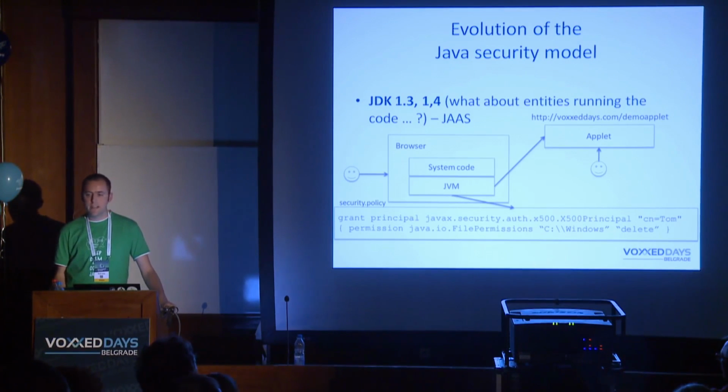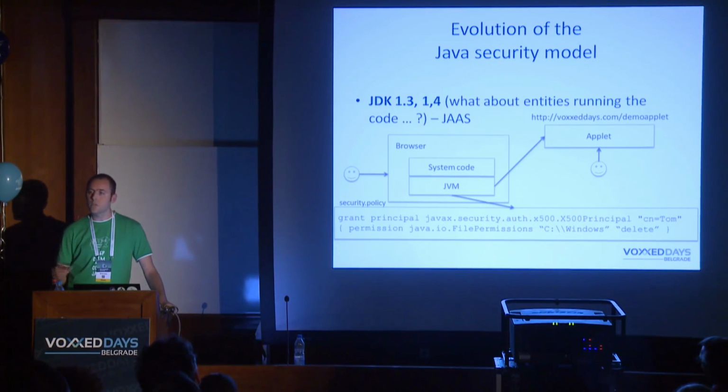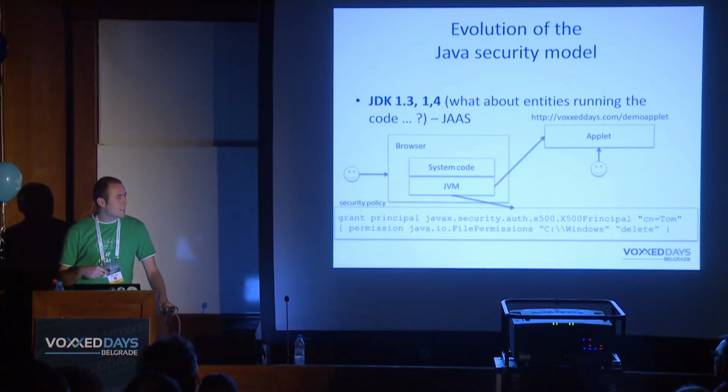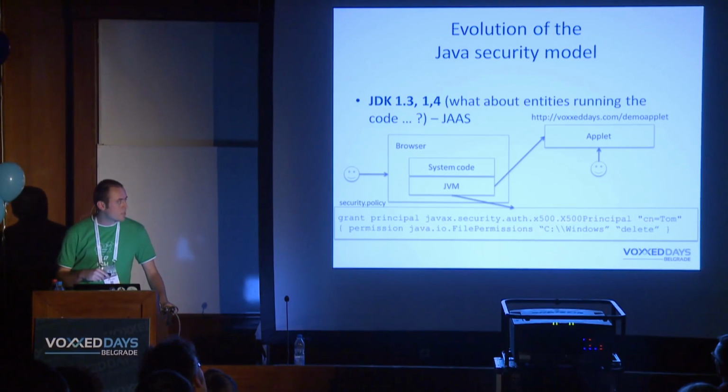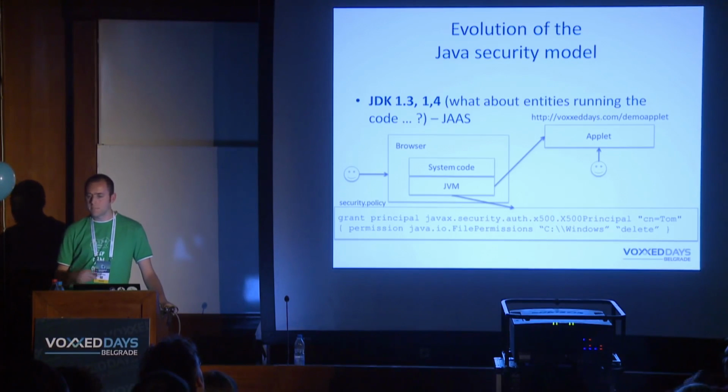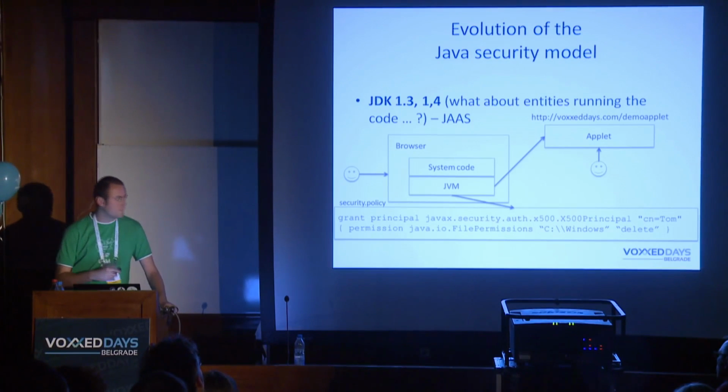So you can specify that the user needs to have particular properties so that he can do something with the system. In this particular case, the user should have a name of Tom so that he can delete the C Windows folder. And that's specified in the Java policy file.